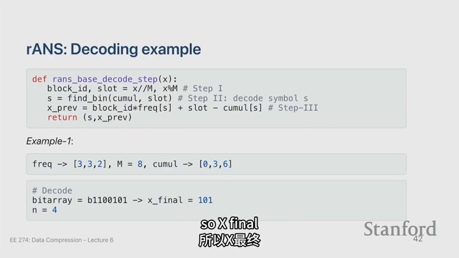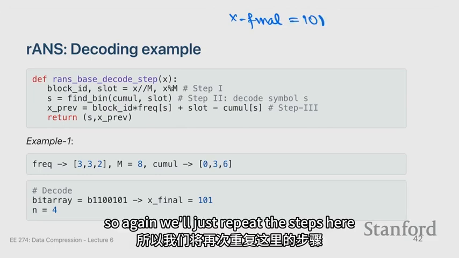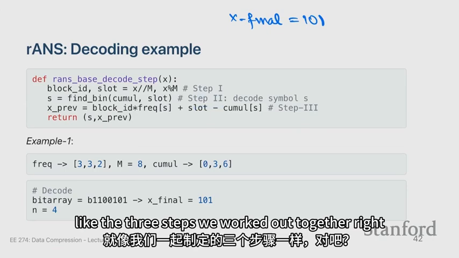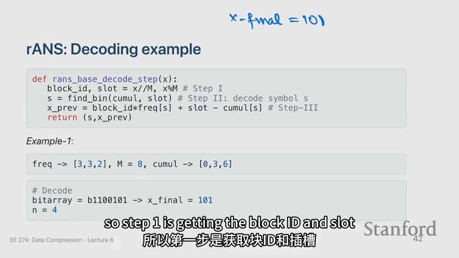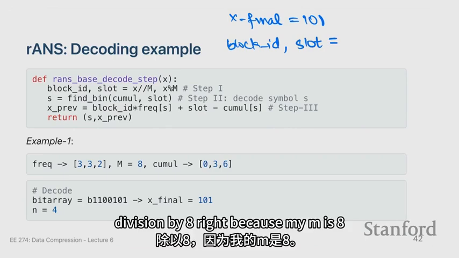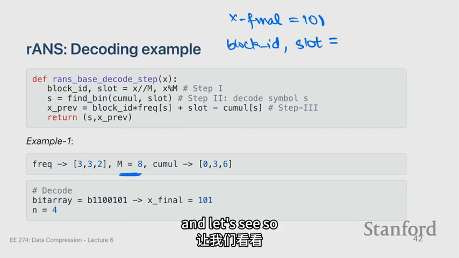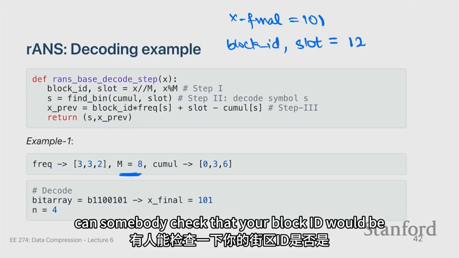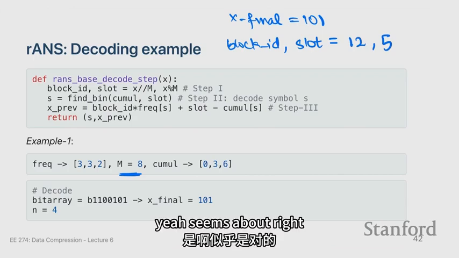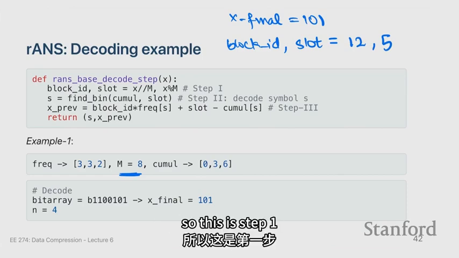Okay, so step 1. X final is 101. Again, we'll just repeat the steps here: step 1, step 2, step 3, the 3 steps we worked out together. Step 1 is getting the block ID and slot. Your block ID and slot would just be division by 8, because my M is 8. Can somebody check that your block ID would be 12 and slot will be 5? 88, 96. Yeah, seems about right. So this is step 1.